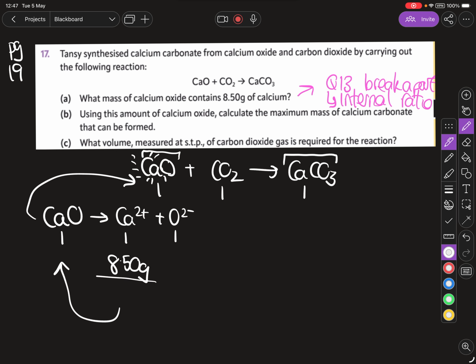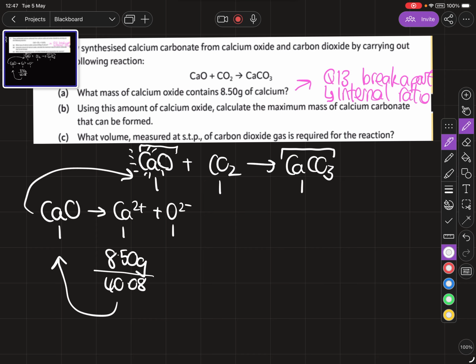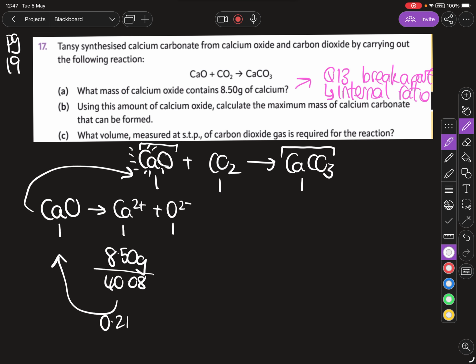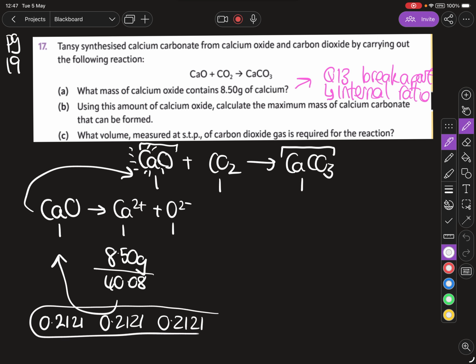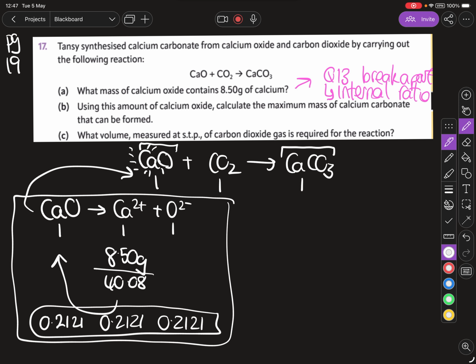8.5 divided by the atomic mass of calcium, which is 40.08. When I do that piece of maths, I get 0.2121. So that means my calcium oxide is 0.2121 and my oxygen is 0.2121. Okay, so that has just been for this little portion of the equation.